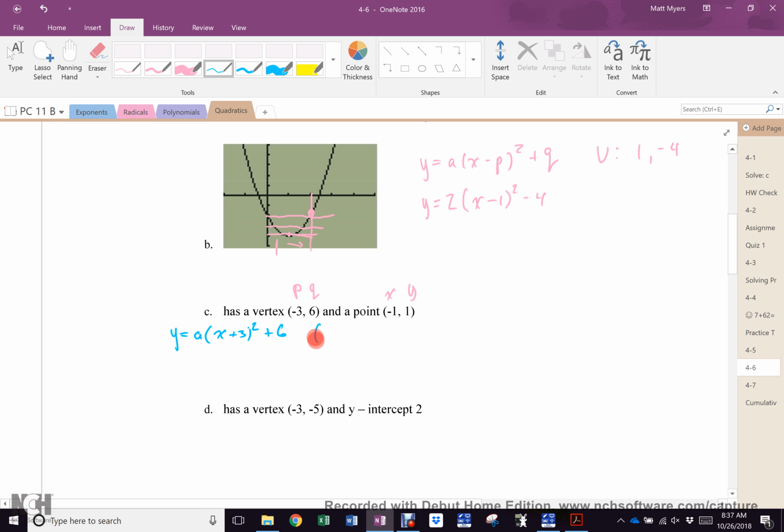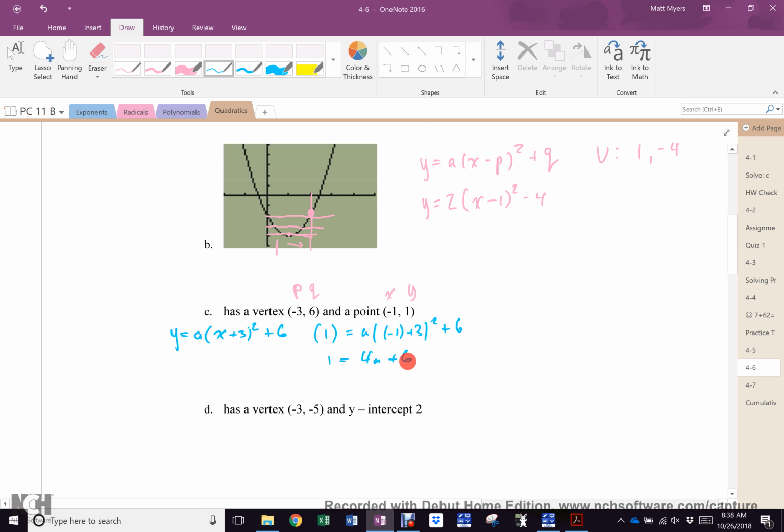So instead of Y, I'm writing 1. It's in brackets just to show you that I've substituted in. Everybody okay with that? Equals A, negative 1 plus 3 squared plus 6. All right. What's negative 1 plus 3? 2. What's 2 squared? 4. So that's 4A plus 6.